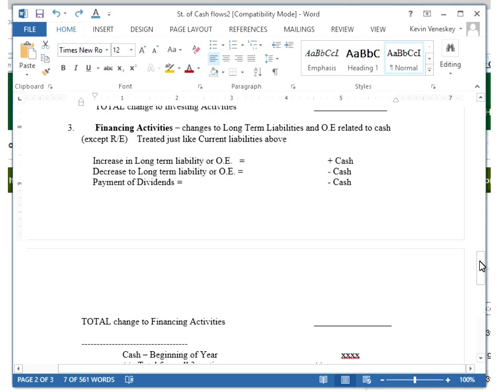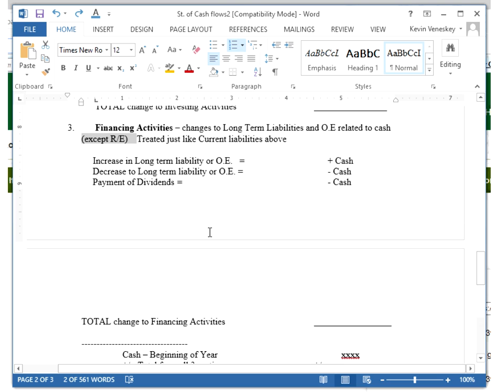The final section before we do the summary with our cash is the financing, and this is all the rest of the accounts on the balance sheet. So we've already done in the operating the current assets and the current liabilities. We've also just did the long-term assets. The only thing left are the long-term liabilities and the owner's equity. And the only account in this whole owner's equity item that we're not going to use is retained earnings.